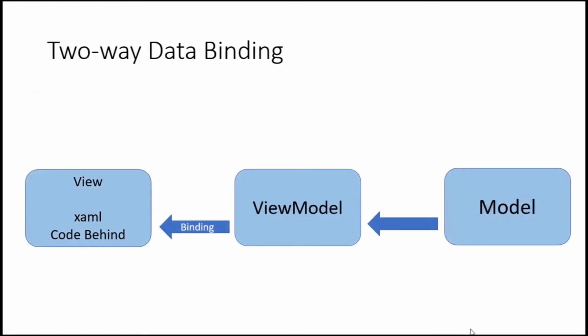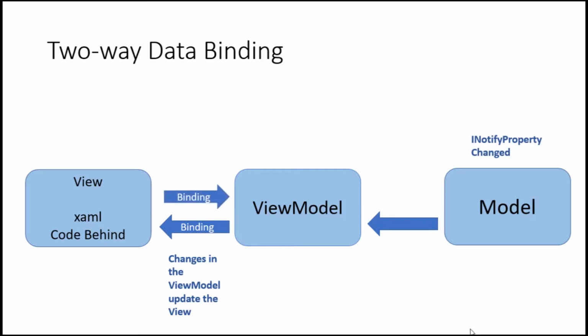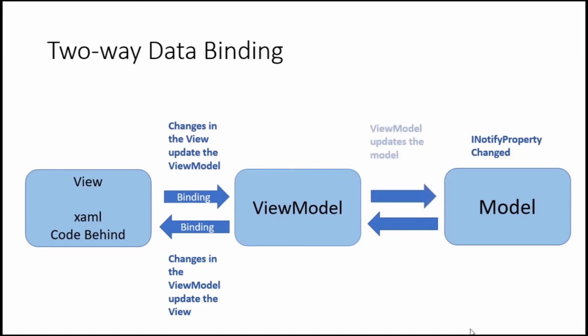And if we talk about two-way binding, as well as one-way binding, the changes in the view model affect the view. But when we implement the INotifyPropertyChanged interface, all the changes in the view will update the view model, and this will update the model too. All this will be translated into a continuous update.